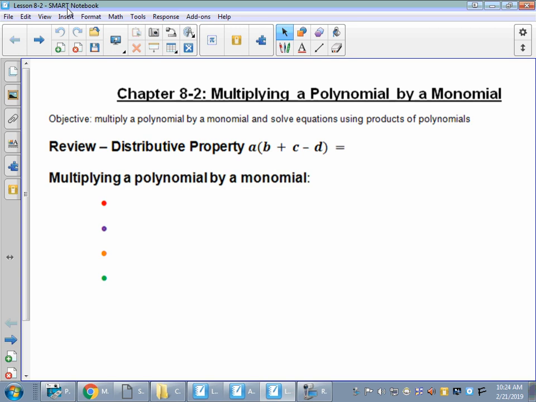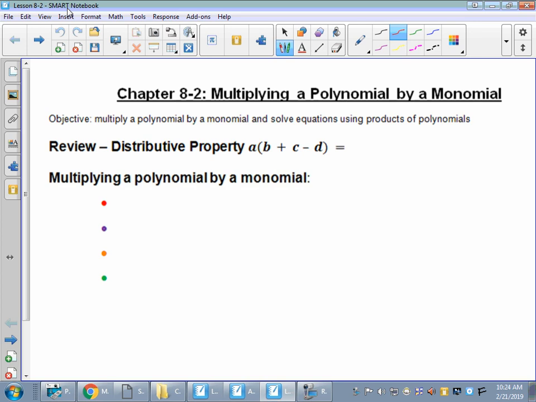So the big thing we're going to do, and then we're going to solve equations, as our objective says. We're going to learn how to multiply, and then we're going to solve equations using those products. So first we have to review the distributive property, which we should know when we see parentheses. That's going to easily tell us that we have to distribute.